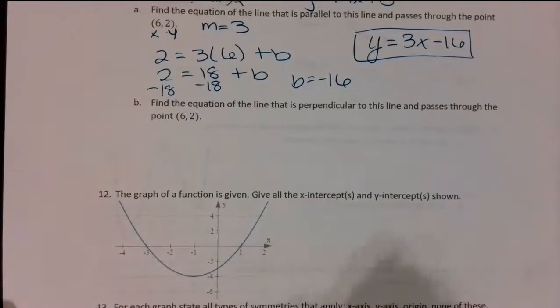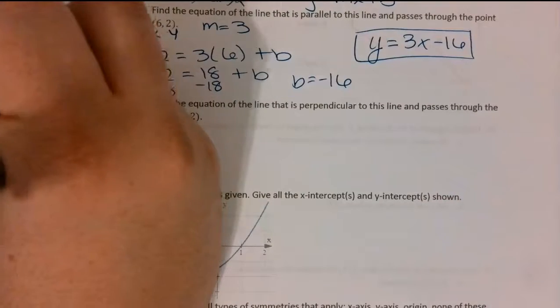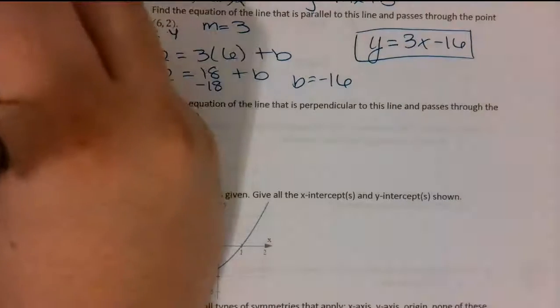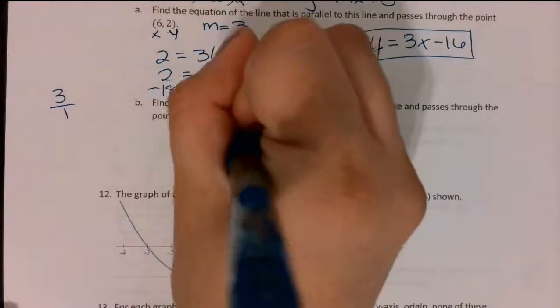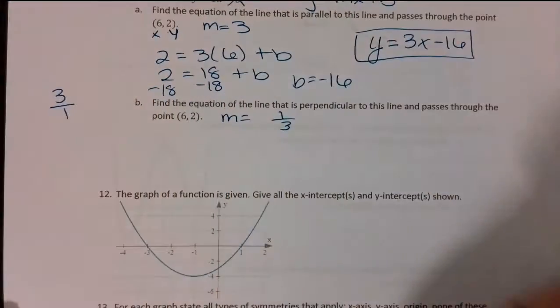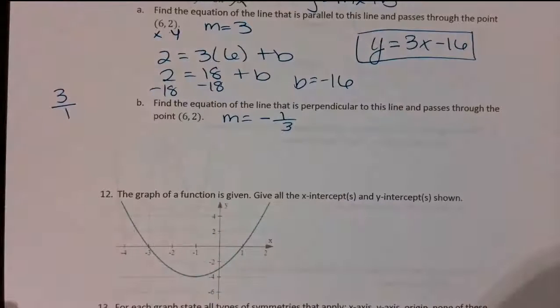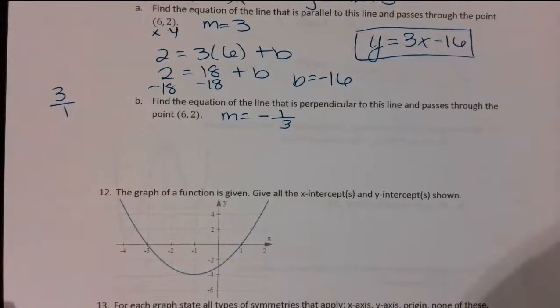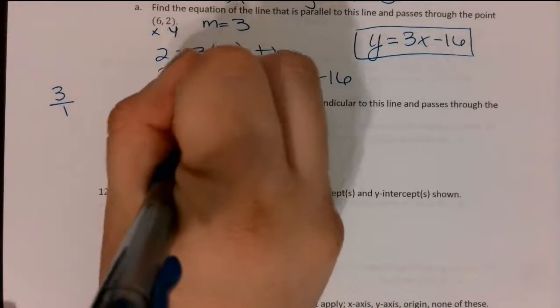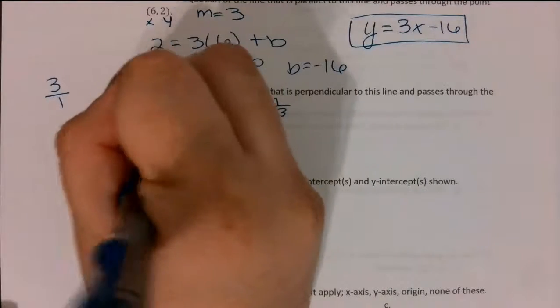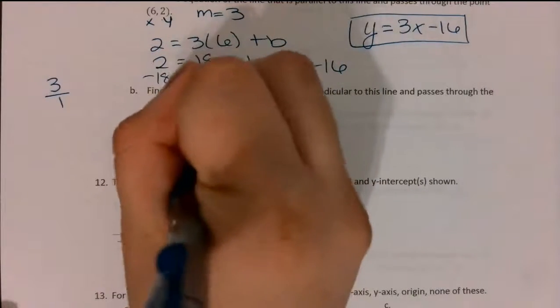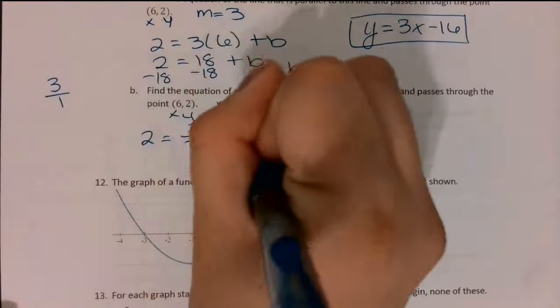B wants me to do perpendicular, so what I do is, remember 3 is secretly over a 1. So what I do is I flip this fraction, I turn it into 1/3, and since it was positive, I make it negative. Okay. This one's still passing through the same point, x, y. So I plug it in.